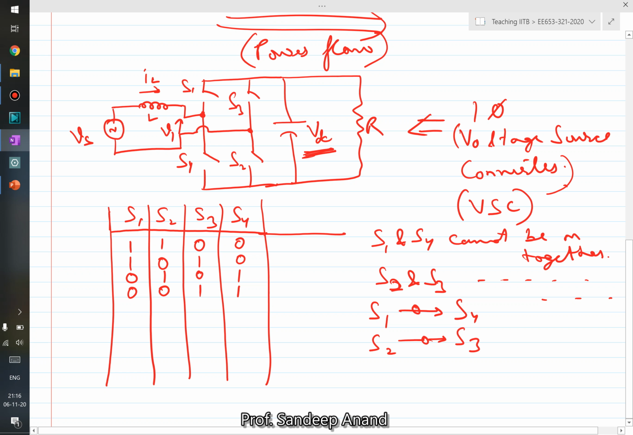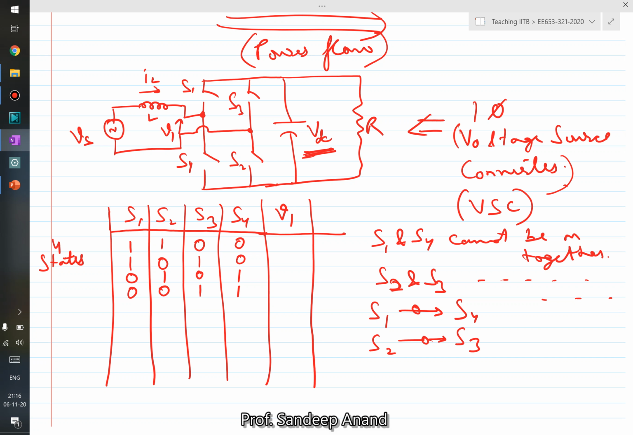Now what happens to V1 in all of these 4 situations, right? These 4 conditions, we actually call 4 states. These are the 4 unique states in a way. Out of these 4 states, what happens in each of these states to V1? Let us see. When S1 is on and S2 is on, V1 will get connected to VDC, right? So V1 is equal to VDC.